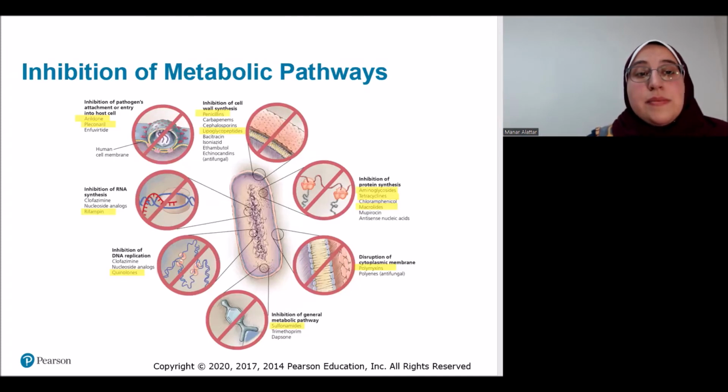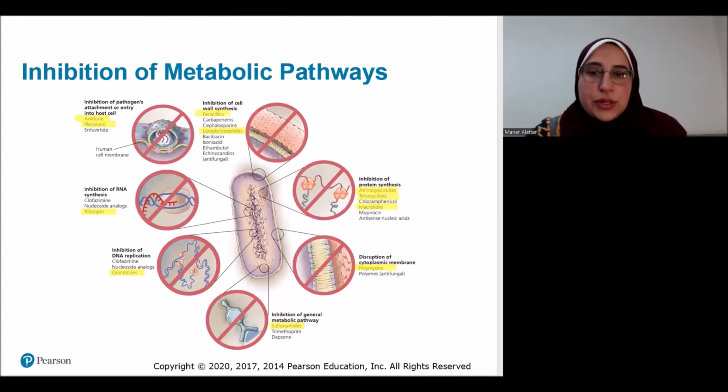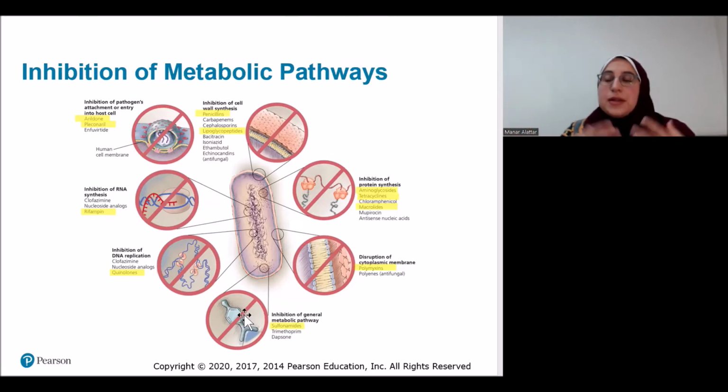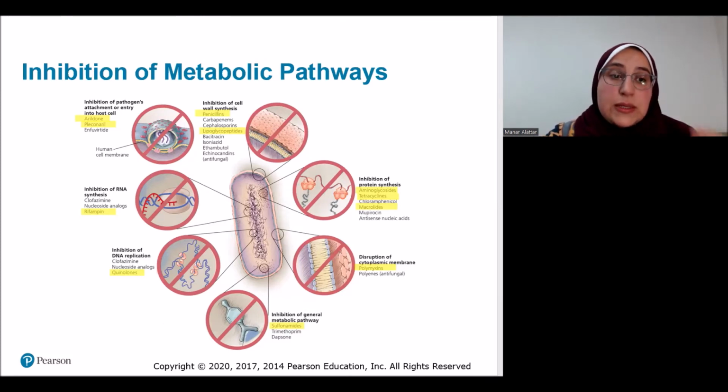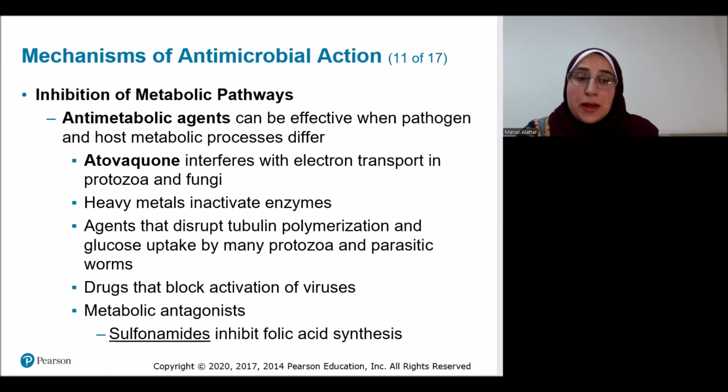So the next mechanism for action that's mentioned in your book is to look at metabolic activity. You do have a number of antibiotics that can focus in on inhibiting various metabolic processes within prokaryotic cells. Once you inhibit those, that can lead to the cell not being able to function correctly or eventually dying. We're going to specifically focus on sulfonamides, which inhibit the folic acid synthesis process, but there are other ways to inhibit metabolism as well.